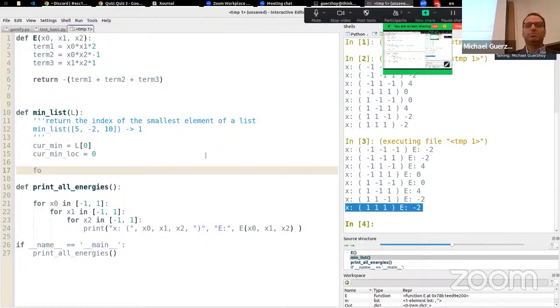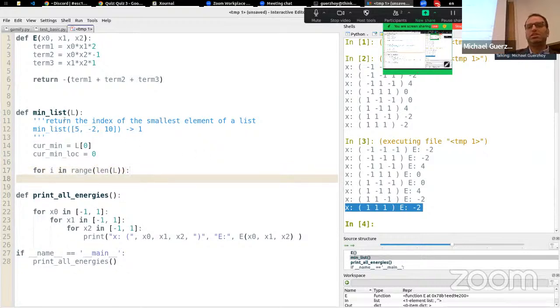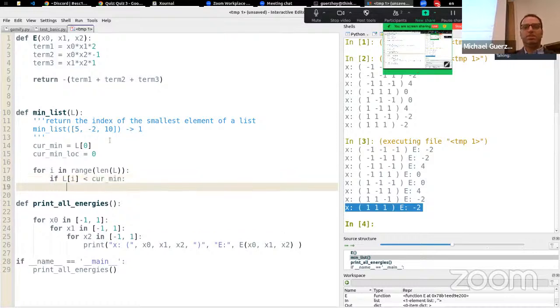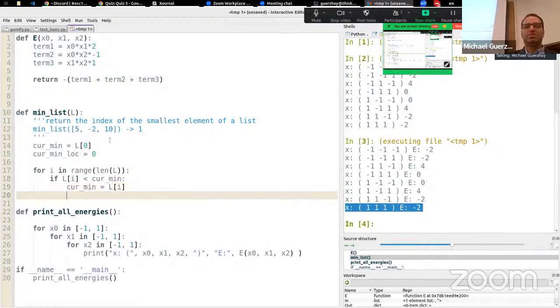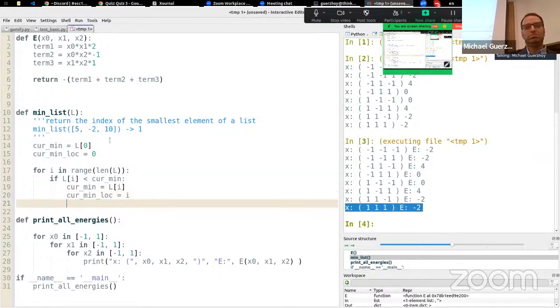So I'll say for i in range length of list. In this case, i is 0, i is 1, i is 2. I'll say if L at i is smaller than the current minimum that I've seen, then I want to say current minimum is L at i, and current minimum location is i. And eventually I'll return current minimum location.